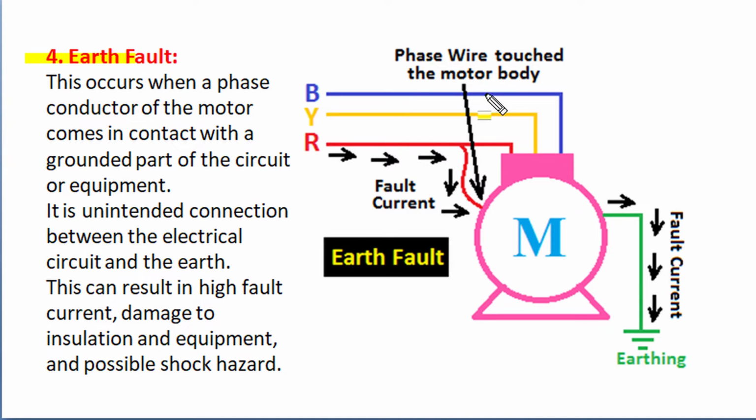Earth fault is another internal motor failure during operation, and an earth fault occurs when a phase conductor of the motor carrying current comes in contact with a grounded part of the motor and driven equipment. We can say an earth fault is an unintended connection between the electric supply circuit and the earth ground mass, and this results in a high fault current in a certain motor section that can overheat and damage the motor insulation, and if proper earthing of the non-conductive motor enclosure is not done, it may cause a shock hazard to operating personnel.